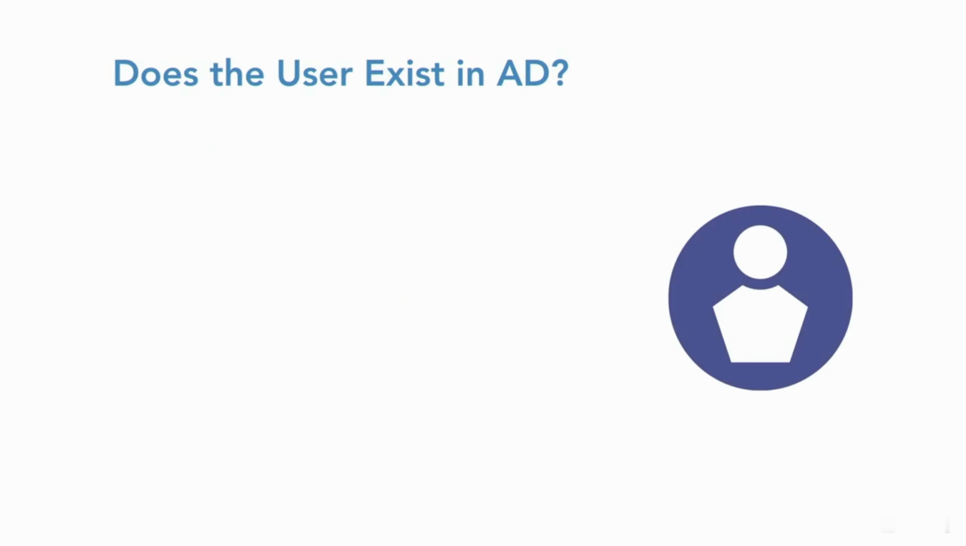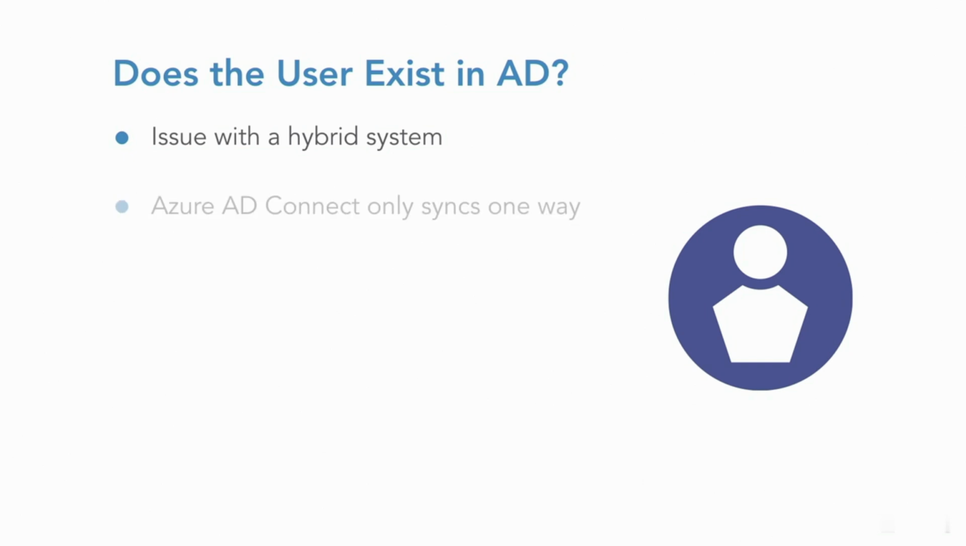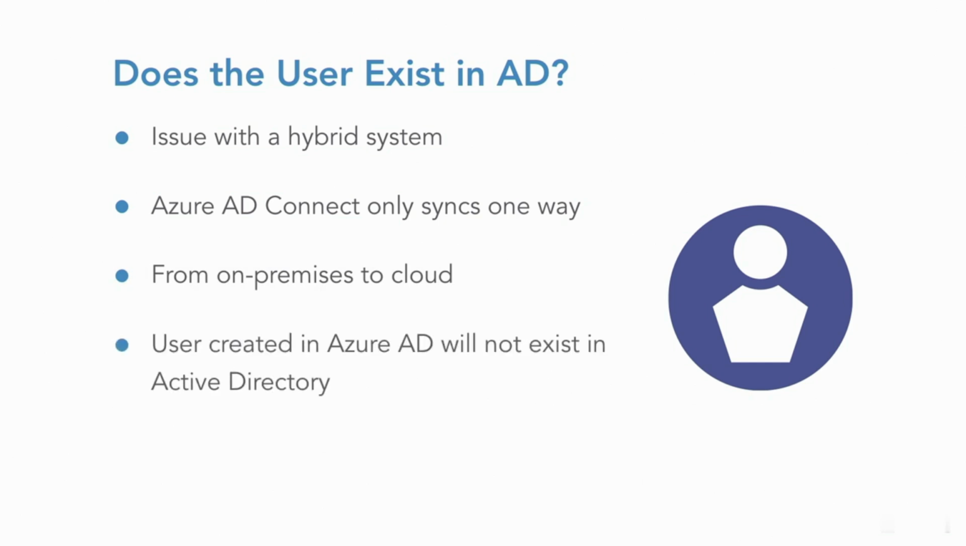The next problem, does the user exist in Active Directory, is a problem related to using a hybrid system connecting Active Directory on premises to Azure AD in the cloud. Azure AD Connect is a tool that syncs only one way, from on-premises Active Directory to the cloud Azure AD. If you created a user in Azure AD, they will not exist in Active Directory, and therefore the user will not be able to log in to any on-premises services. The user account needs to be created in Active Directory. It will then sync to Azure AD and work correctly for both systems.